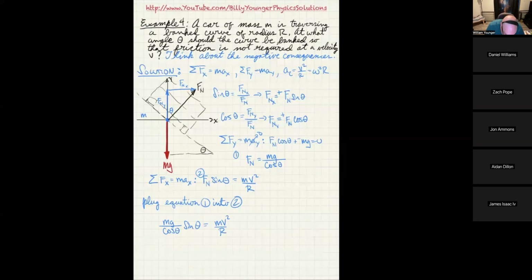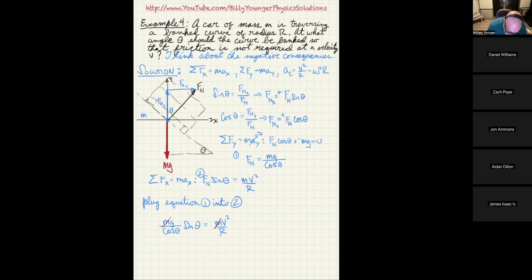Something magical happens here. We notice, for instance, that the m cancels out from both sides, which is good because that means we're designing a banked curve that doesn't depend on the mass of the vehicle. So we don't have to have a different curve if you're driving a Prius or a Hummer or a Mack truck, right? So that's kind of good.